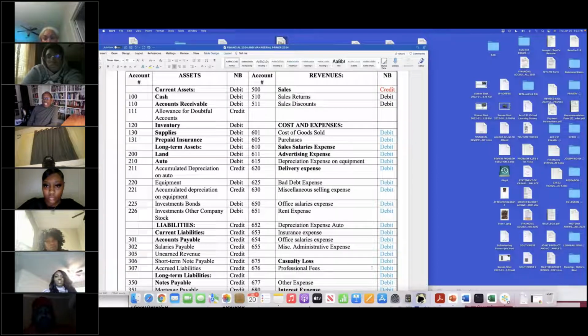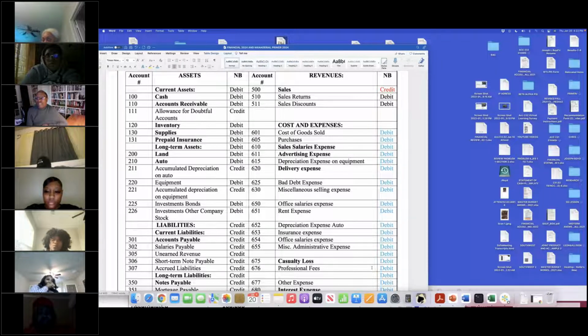Are there any questions on that? You said expenses are always going to have a debit. Debit balance. They're always going to have a debit balance. Okay.